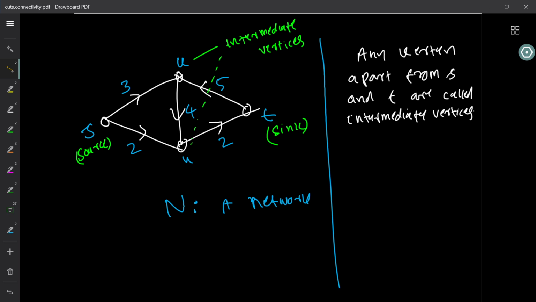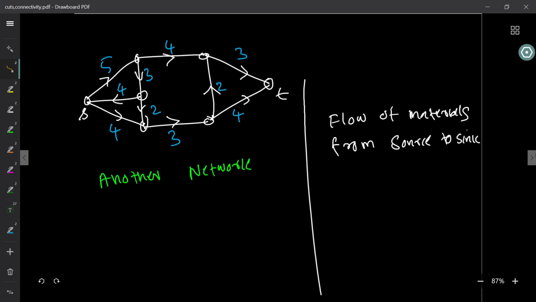Now, the vertices other than the source and sink are called the intermediate vertices of the network. So these vertices U and V are intermediate vertices, and the source and sink are special vertices. Here is another network, and you have again a source and sink, and you have the capacities, and you have the directions in which we can transport things.